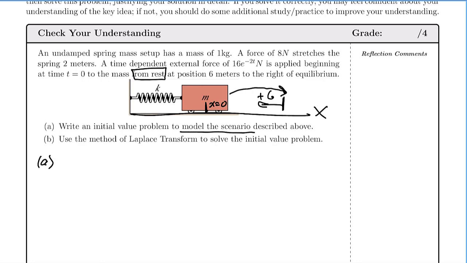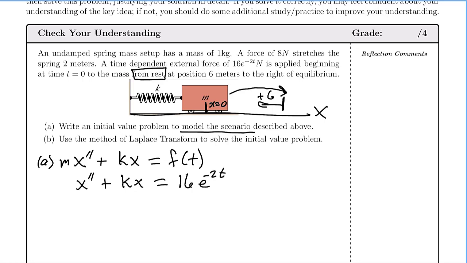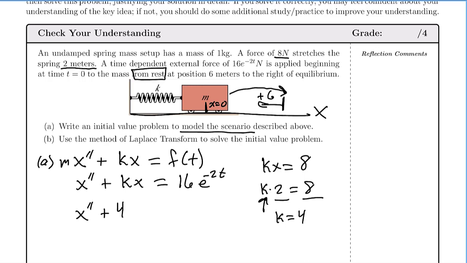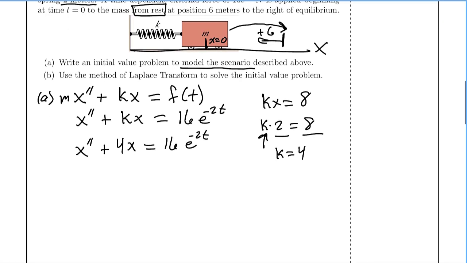So the first thing, for part A, we would use the standard m x double prime plus kx equals f of t. That's the standard undamped model. They already told us the mass is 1 kilogram, so m is equal to 1. They have not told us what k is, but they do tell us that the force is 16e to the minus 2t. Now, the information they give us is that 8 newtons stretches the spring 2 meters. So kx equals 8, x would be 2 if an 8 Newton force stretches it 2 meters, that tells you that the spring constant is 4. So they're giving you the spring constant sort of contextually by telling you how strong this spring is. So that means our model is x double prime plus 4x equals 16 e to the minus 2t. That is the differential equation.